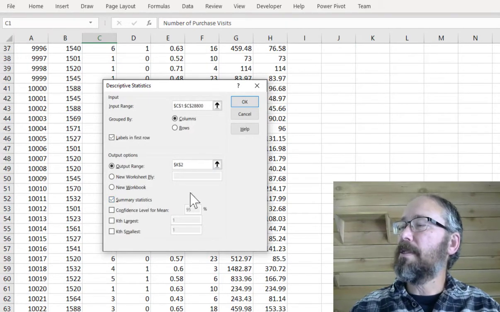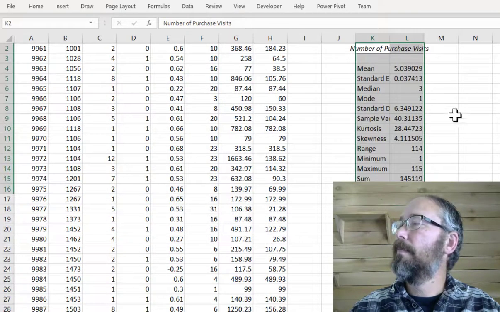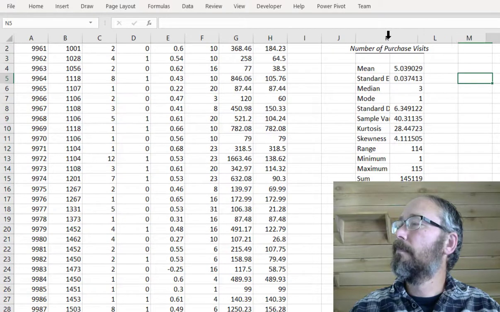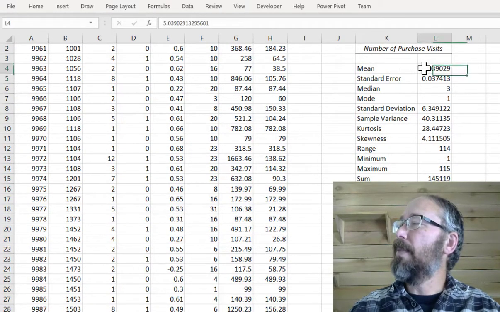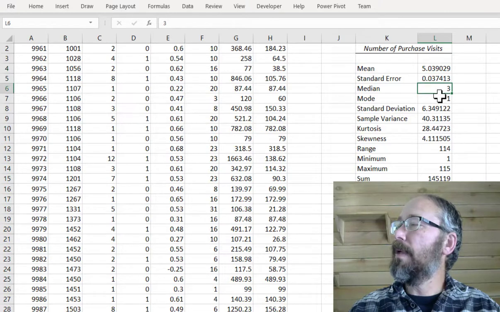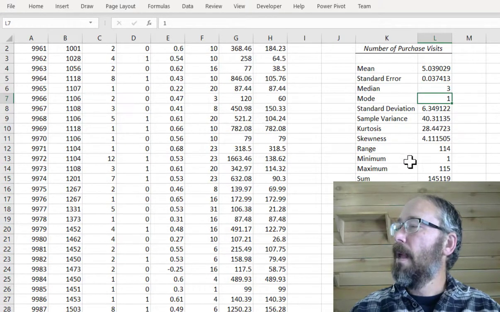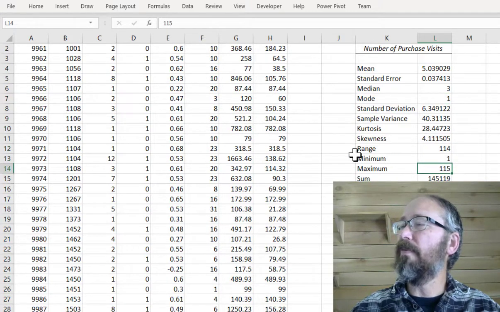So we're doing the summary statistics. And we can see that the mean is 5, median's 3, mode is 1. So most often people are just visiting one time. We can see the range here is 114, so 1 to 115.